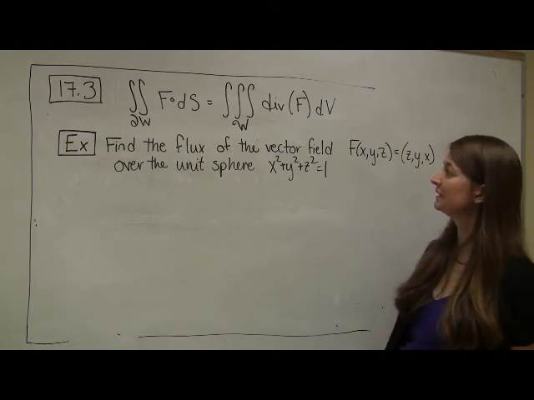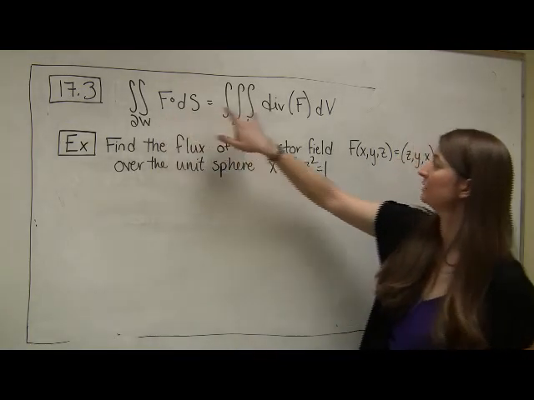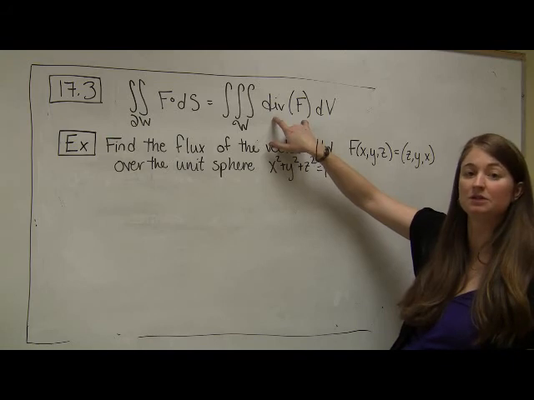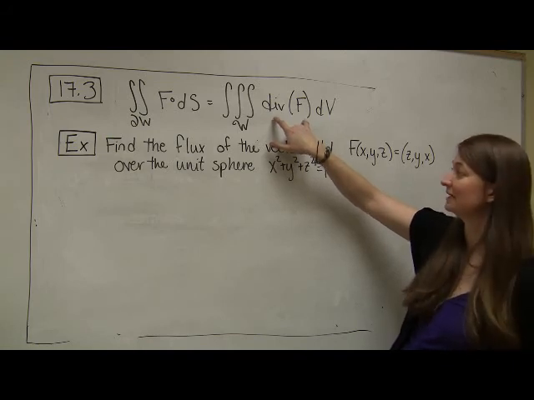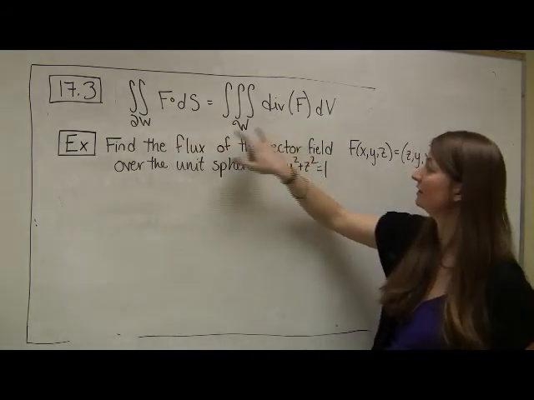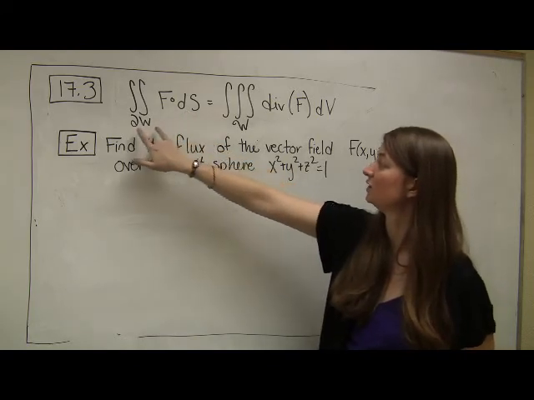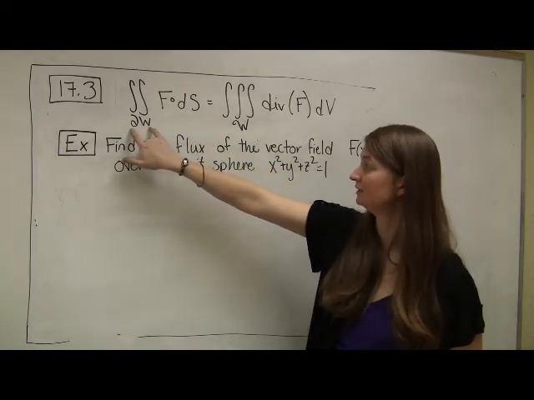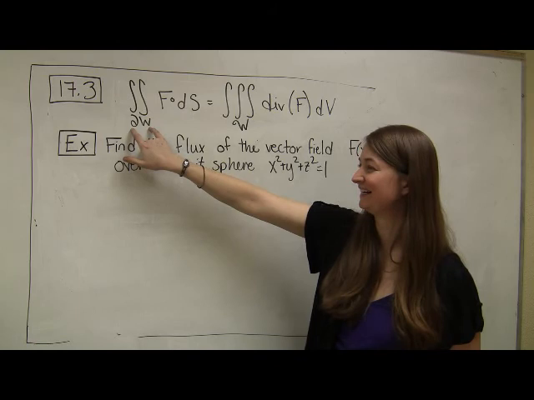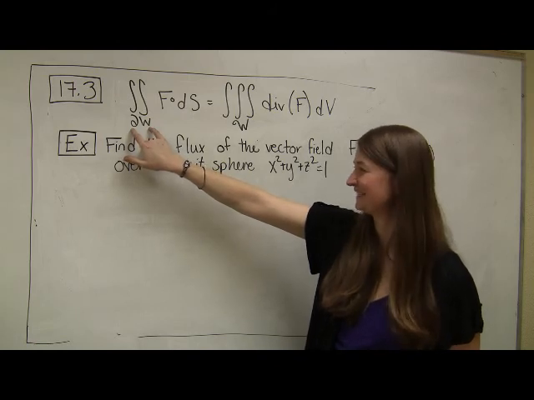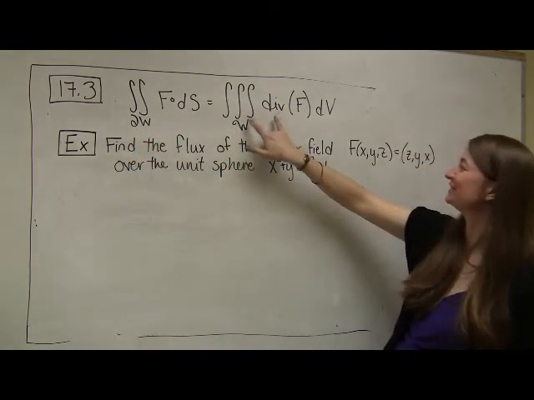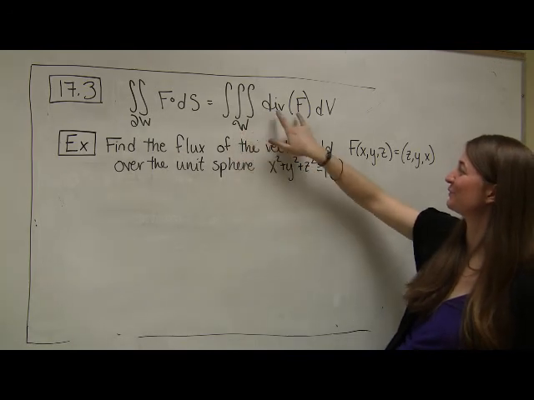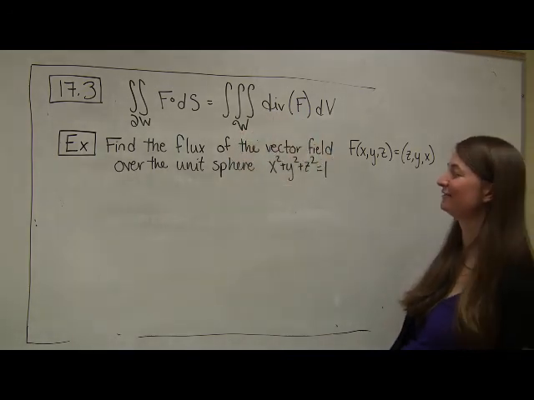So let's look at an example. Up here, I've written out the brief equation that we would use to represent the divergence theorem: the surface integral along the closed boundary, which is a surface, is equal to the triple integral over the volume where my function is the divergence of f.